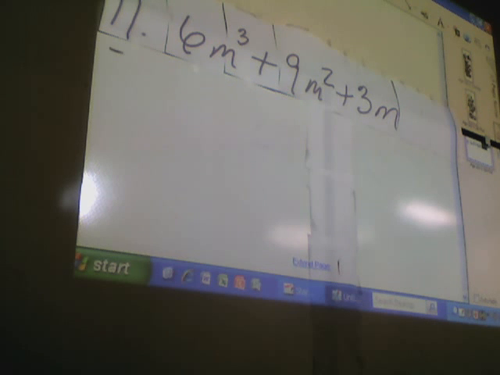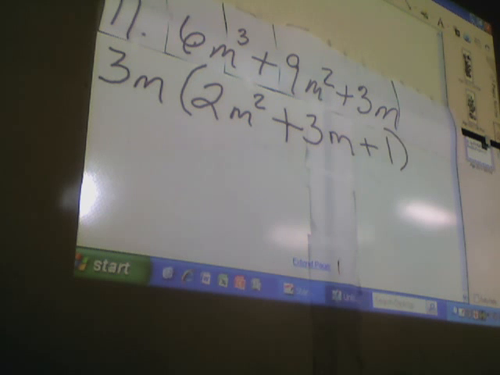Number 11, we got another difficult one here, a little more difficult. One of those we have to do a lot of figuring on. 6m cubed plus 9m squared plus 3m. What do we need to factor first? Do they have anything in common? M and a 3. So we'll put 3m out front. To get 6, 3 times 2, right? Do we need some m's? M squared, right? Plus 3m, plus 1. Oh, the 1's not going to be hard. It's only 1 times 1, right?